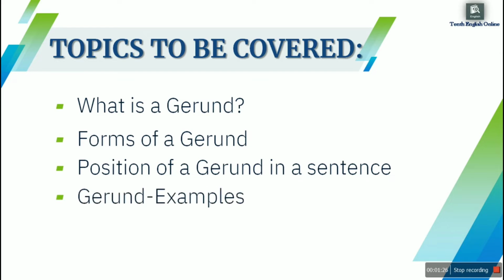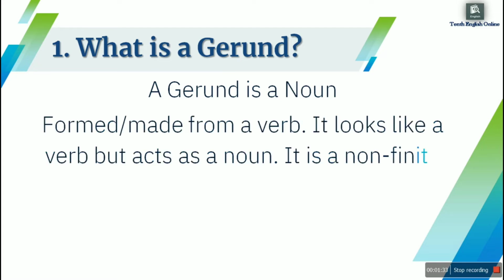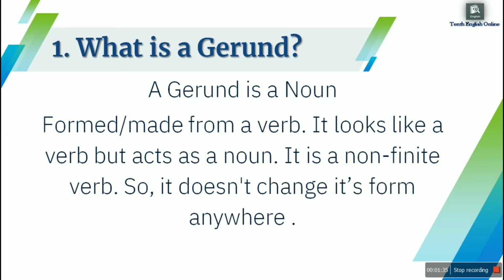A gerund is a noun formed or made from a verb. This is made from a verb only. It looks like a verb but acts as a noun. Gerund, it functions as a noun but looks like a verb only because it has an ing form in it. It is a non-finite verb, so it doesn't change its form anywhere. We know very well all the non-finite verbs do not change their forms irrespective of their subjects and number of person in the subjects. Clear?